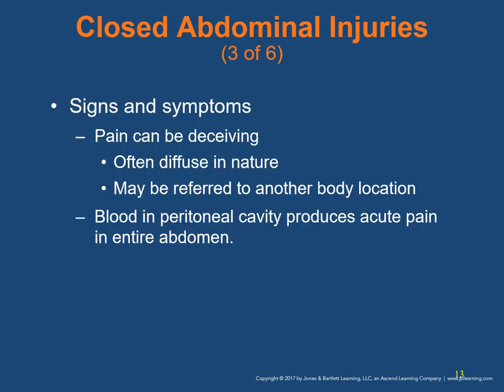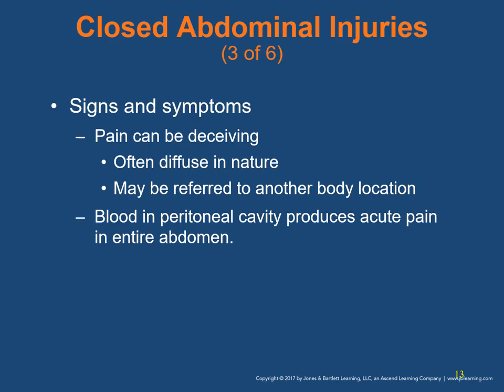Signs and symptoms of a closed injury. Pain can be deceiving, often diffused in nature, may be referred to another body location. Liver and spleen injuries refer pain to the shoulder. Tearing pain from the abdomen posterior may be a dissected aneurysm. Pain following the angle from lateral hip to midline of the groin can be the result of damage to the kidneys or ureters. Pain located in the right lower quadrant can indicate an inflamed or ruptured appendix.